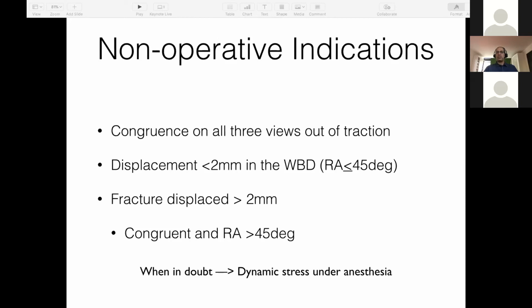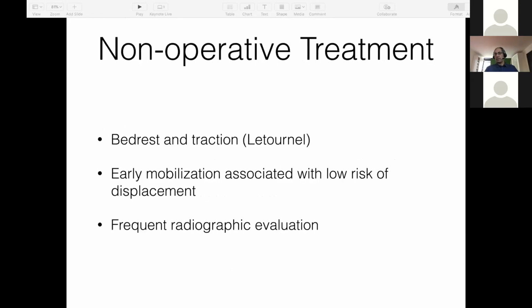So patients that can be treated non-operatively are congruent on all three views of the acetabulum: AP, iliac, and obturator oblique. They have displacement of less than 2 millimeters within the weight-bearing dome. If the fracture is displaced more than 2 millimeters, that ought to be below the weight-bearing dome. And when you're in doubt, just like in the pelvis, dynamic stress examination can be very helpful.